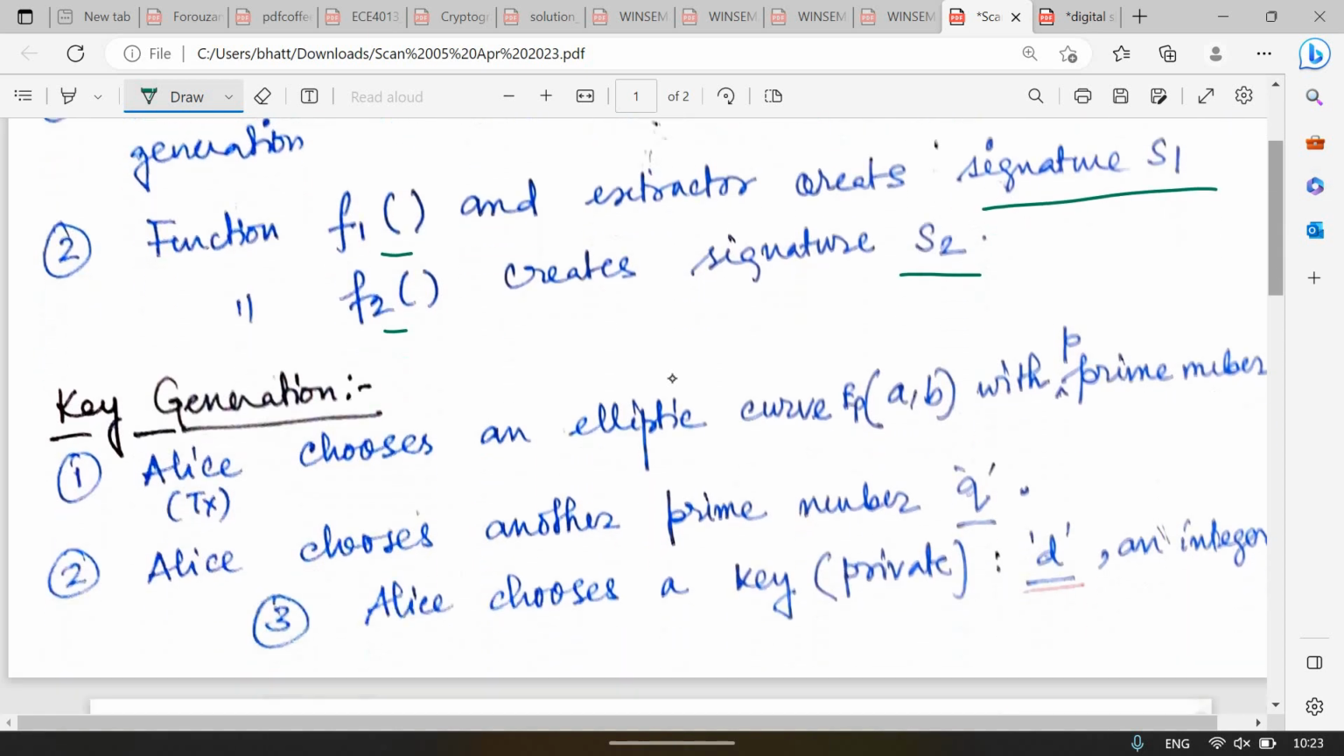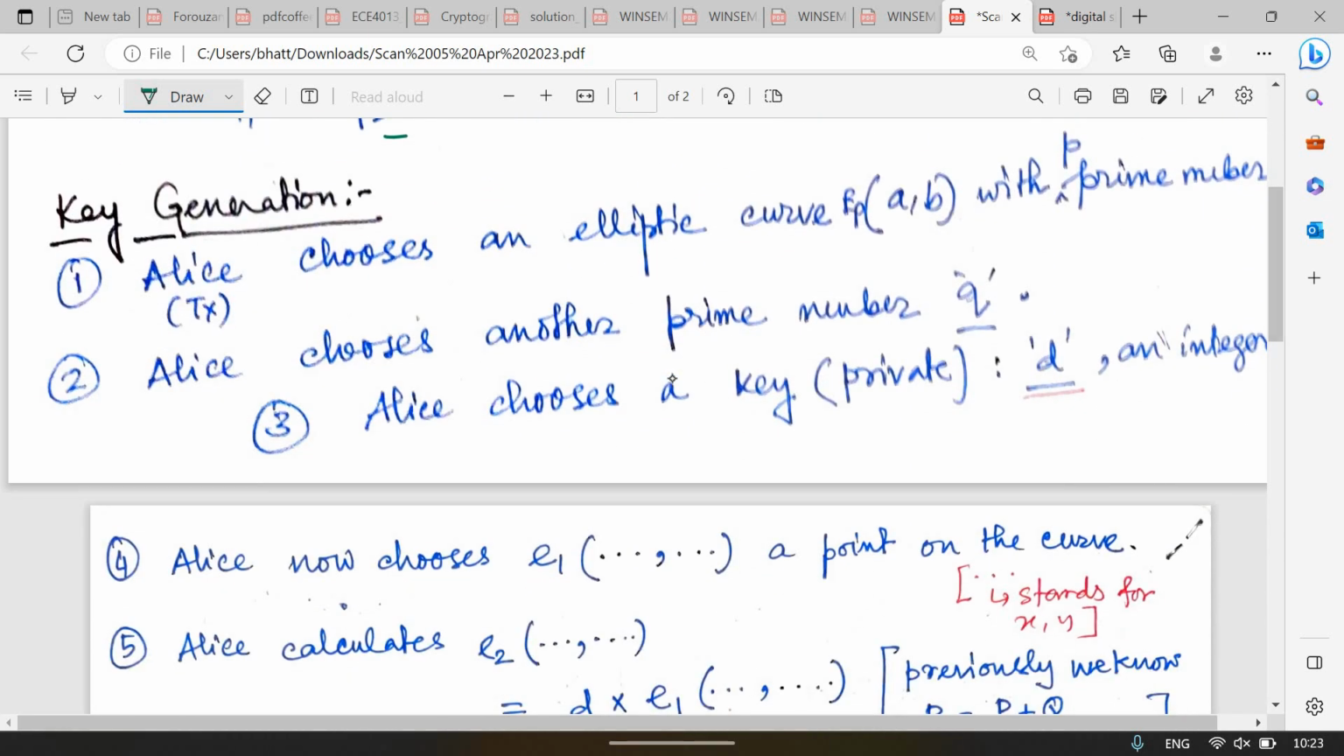So let's see the process once again. First, Alice chooses a point EP(A, B). Hopefully all of you can understand this A, B; it will be some point on the elliptical curve. I think we have discussed it in class, and even in CAT 2 we gave questions on how to find EP(A, B). We know the curve and the points, the process. So suppose that is given to us. Now the transmitter, Alice, chooses another prime number Q and a private key D.